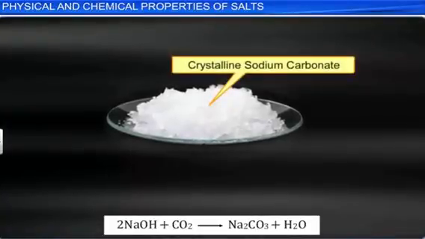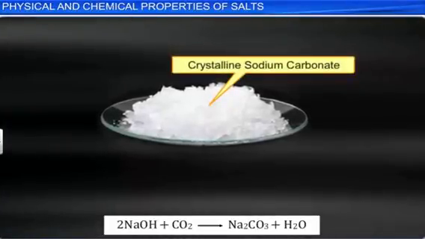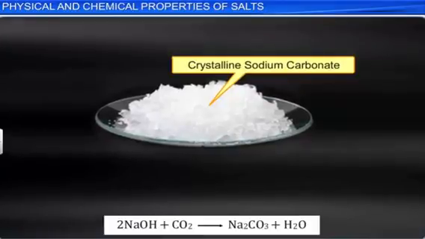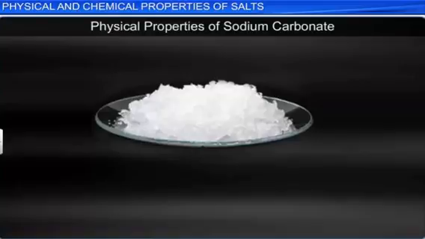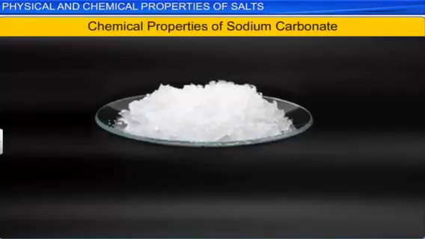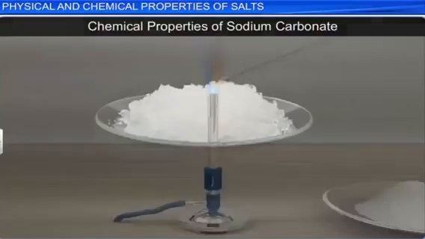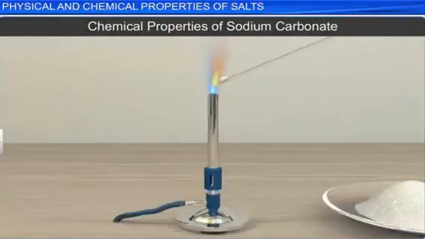Moving to the physical properties of sodium carbonate, it is a white crystalline solid whose common form is decahydrate. When exposed to air, its crystals lose water, turn into a monohydrate form, and appear as a white opaque powder. Let's now learn about the chemical properties of sodium carbonate. It gives out a golden yellow flame when it is heated on a Bunsen burner. On heating, sodium carbonate decahydrate acquires anhydrous form.